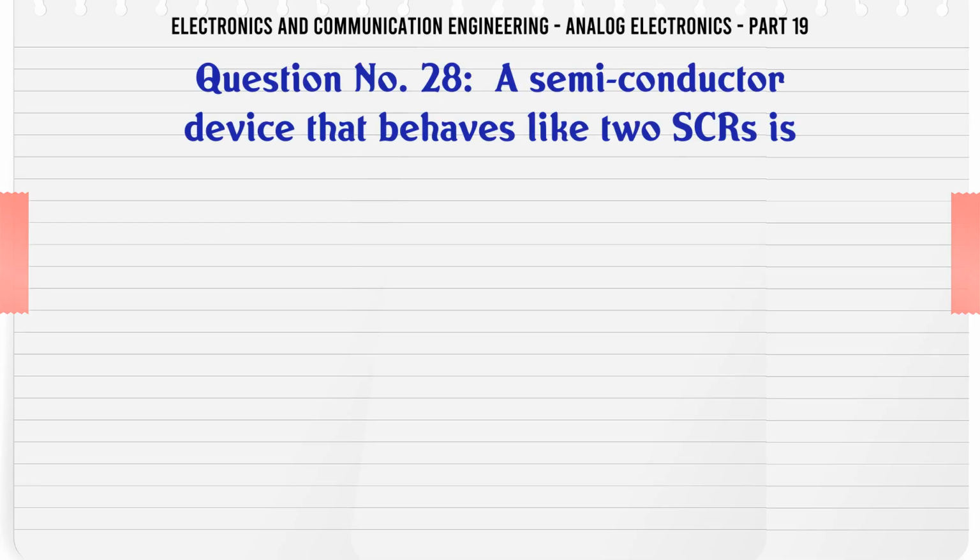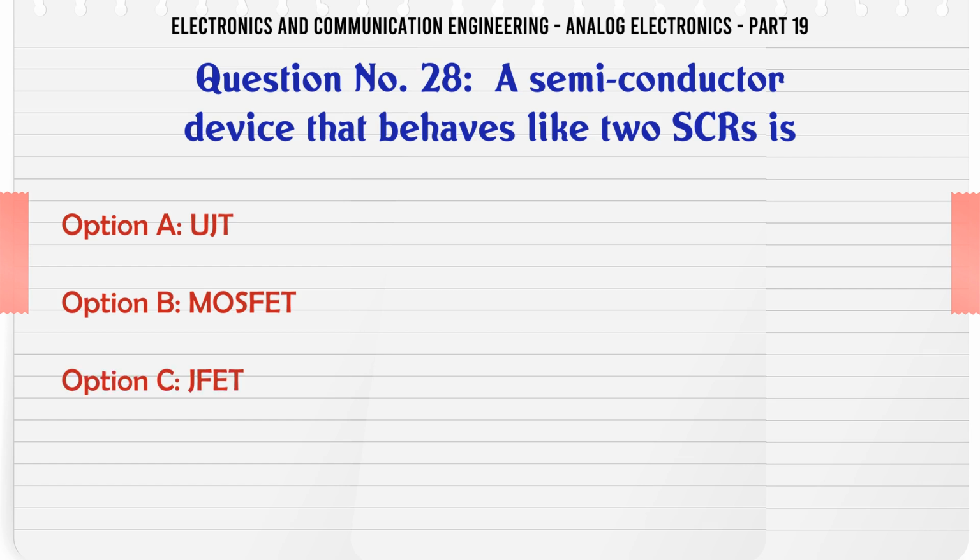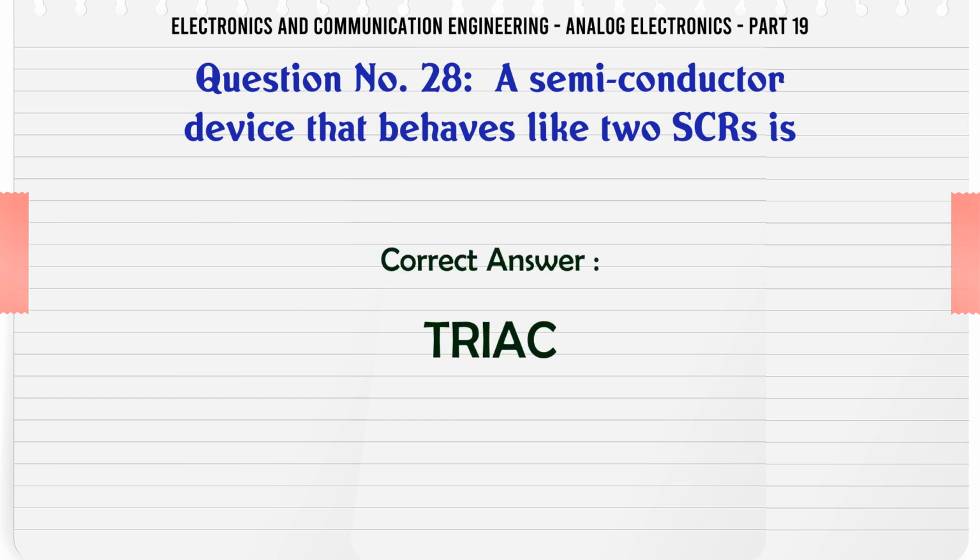A semiconductor device that behaves like 2 SCRs is A. UJT, B. MOSFET, C. JFET, D. triac. The correct answer is triac.